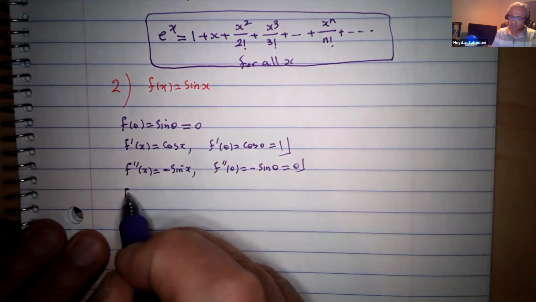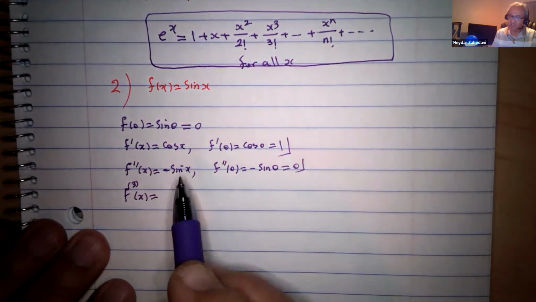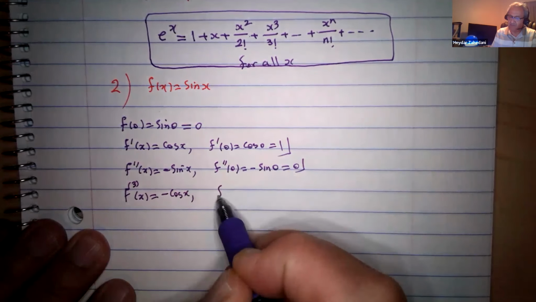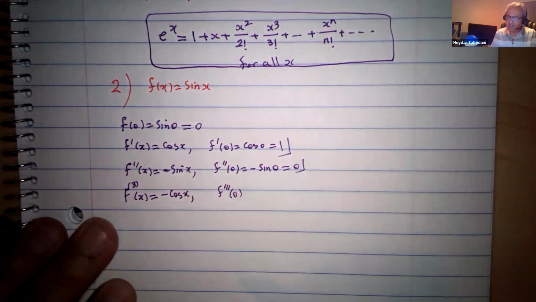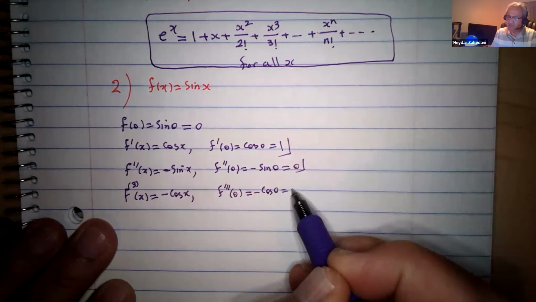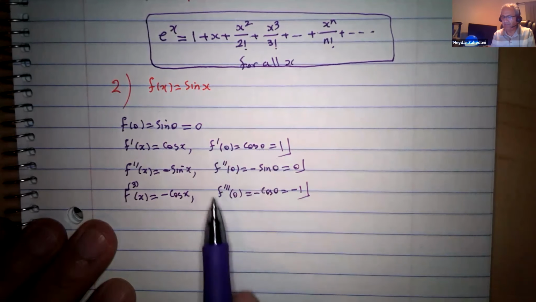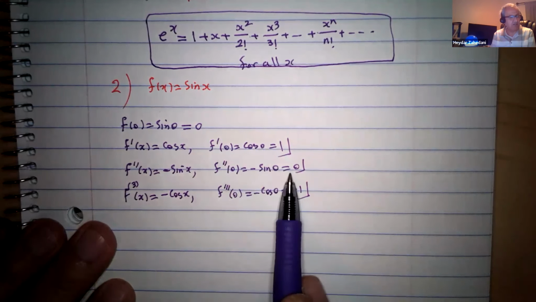Let's get one more. If you find the third derivative, you differentiate this one, that gives you negative cosine x. And if you substitute 0 into f triple prime, it's going to be negative cosine of 0, which is negative 1. Look at this: the first one is 1, the third one is negative 1, and the second one is 0.